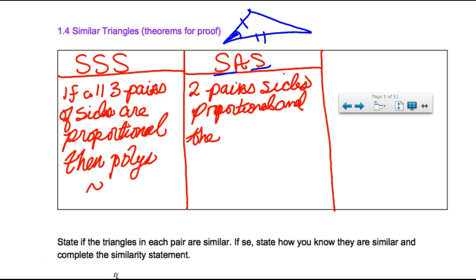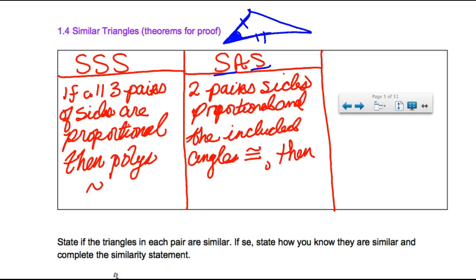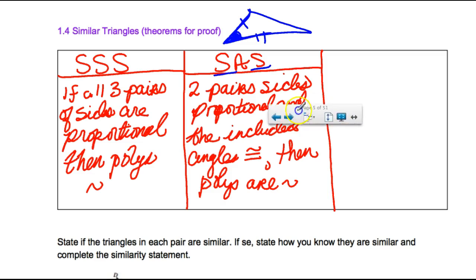That angle has to be included or wedged between the two sides. We call that an included angle. So two pairs of sides proportional and the included angles congruent. Remember, our symbol for that is an equals sign with a little bar over it. Then the polygons would be similar. And last up, you don't even have to get any of the sides proportional.